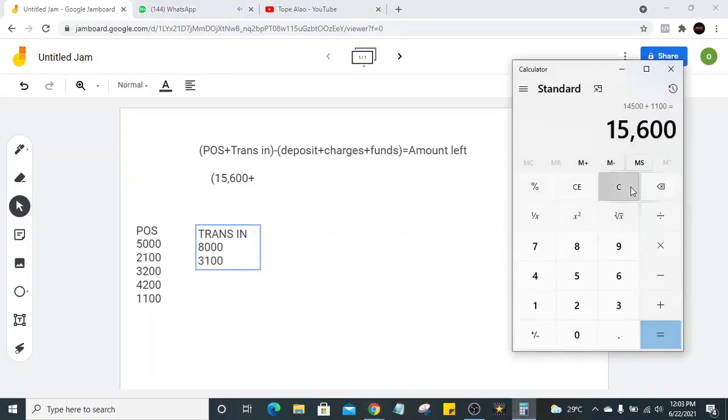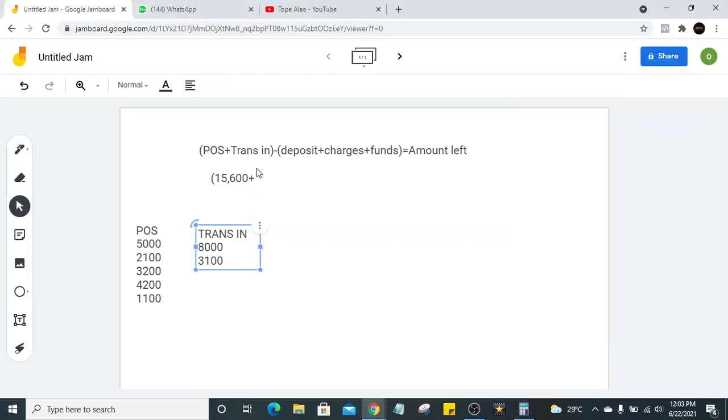Clear this one. You add the 8,000 and 3,1 together, plus 3,001. Even though we can do this offhand, but I don't want us to. So that's 11,100. So that's what you put here. You come here, 11,100. So you close the bracket again. Then you put the minus, then another open bracket.